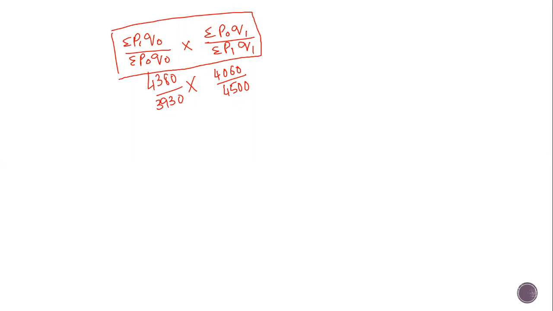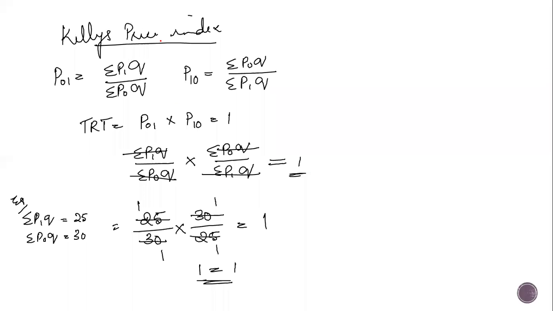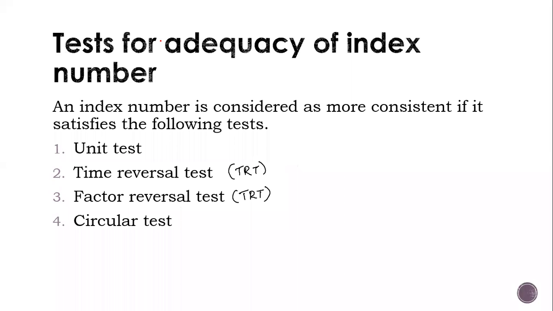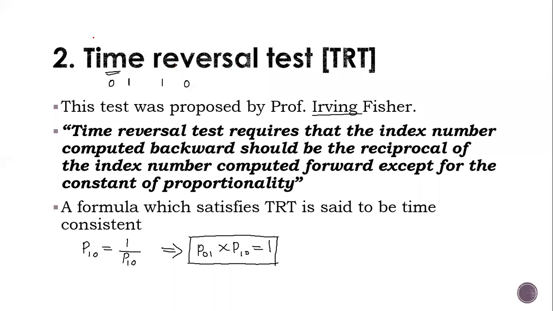Okay, when you reverse, if you see the main formula, the definition of this. Time reversal test requires that the index numbers computed backward should be the reciprocal. This you keep in mind always. It should be the reciprocal of the index number computed forward. Then only you can say it is equal to 1. We write this not simply. There is a definition for that. When you reciprocate, it should be equal to 1, except for the constant of proportionality. So when you reciprocate the backward formula, it should be equal.